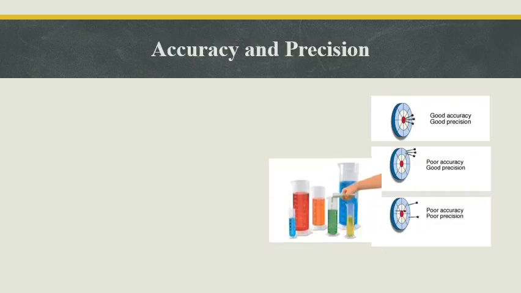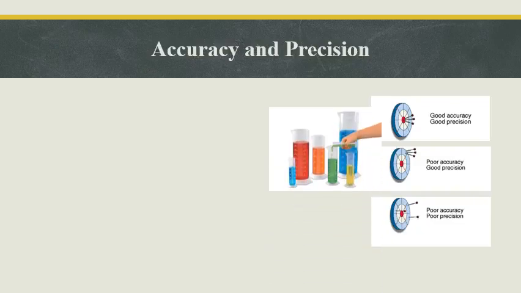Suppose you are asked to measure a certain volume in the lab, and the required volume is 10 milliliters, and you got exactly 10 milliliters. We call it an accurate measurement.